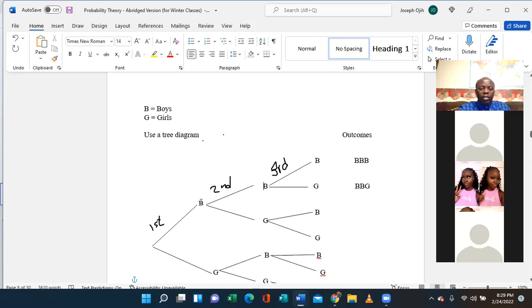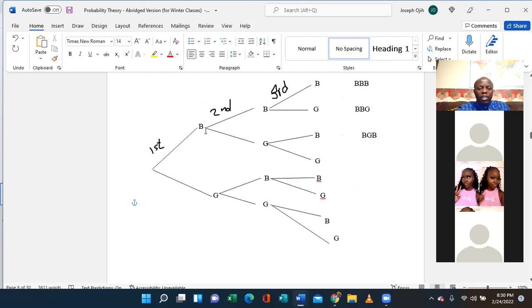Now it can be that the first child is a boy, second child is a girl, third is a boy. So you have this right here: boy, girl, and boy. Or it can be that the first child is a boy, second child is a girl, third child is a girl. So you have it here as boy, girl, girl.